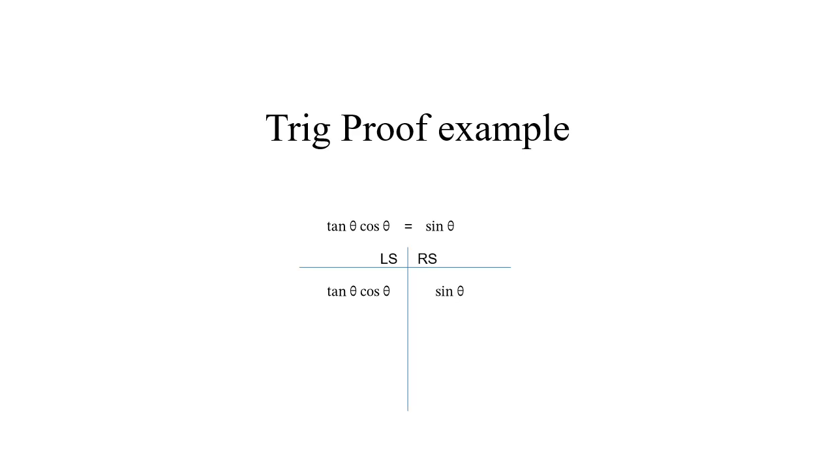Once each side is separated onto its own side of the table, we can manipulate each side independent of the other until they are the same at the bottom. And then we can see, oh, this is the exact same as this, so left side is equal to right side. So the original identity must be true.